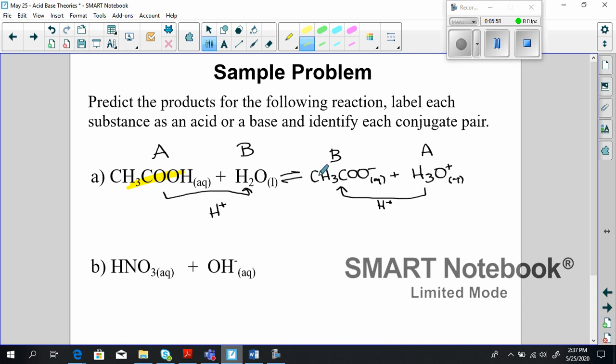So we would say if our acetic acid, CH3COOH, is our acid, its conjugate base is going to be what it looks like after it gives up a proton. So we would say that would be a conjugate pair, CH3COOH and CH3COO negative. And then our second conjugate pair is going to be H2O and H3O positive. So those are our two conjugate pairs. For conjugate pairs, we should always have one substance on the left and one substance on the right. It'll always be one acid and one base. So there's our first reaction.